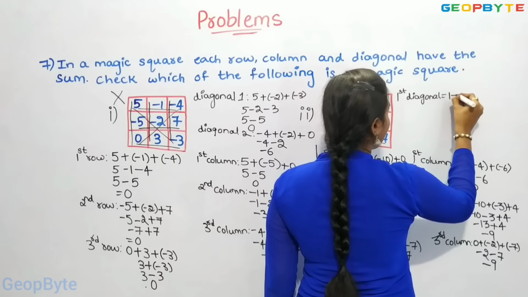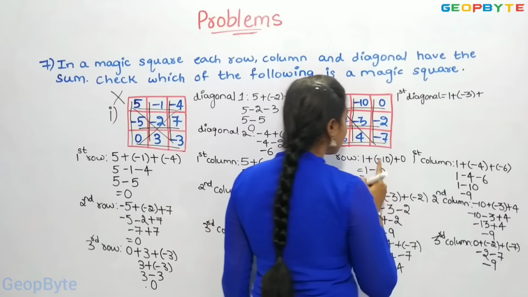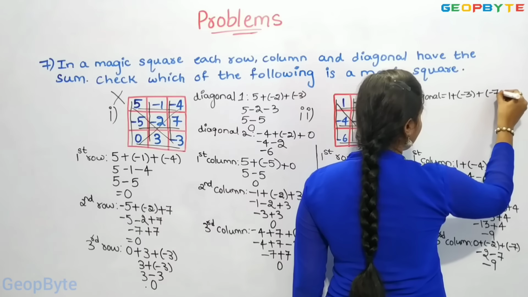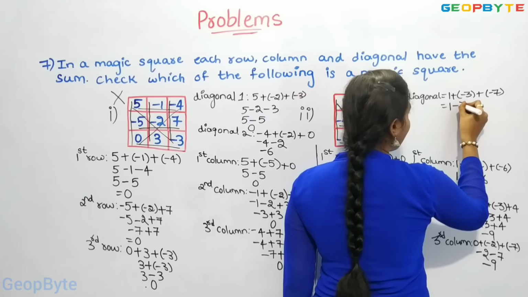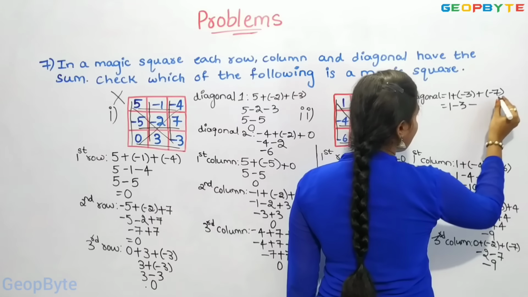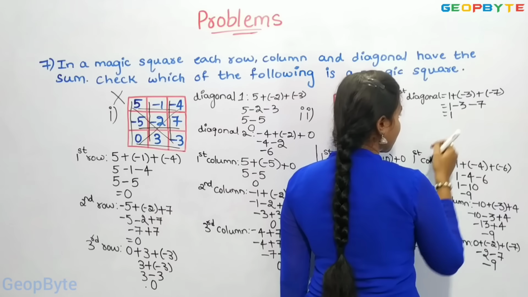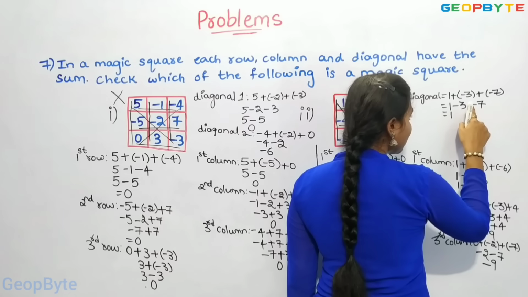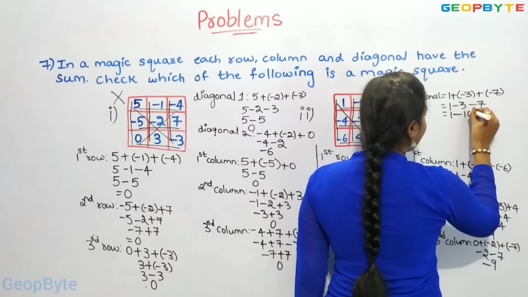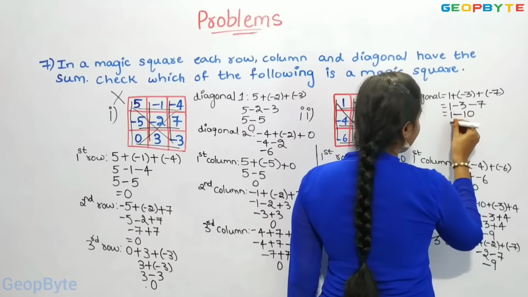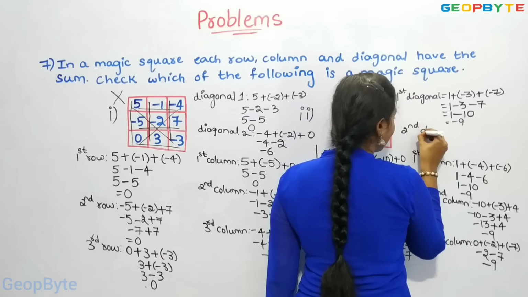One plus minus 3 plus minus 7. 1 plus into minus minus 3 plus into minus minus 7. 1. Let us add the negative numbers first. Minus into minus plus 3 plus 7. 10. Symbol remains negative. Minus 10. 1 minus 10 is minus 9. Let us see the second diagonal.